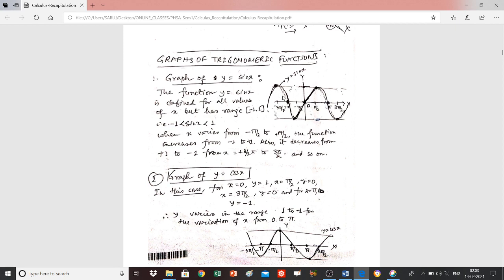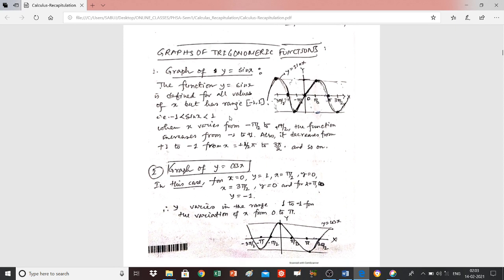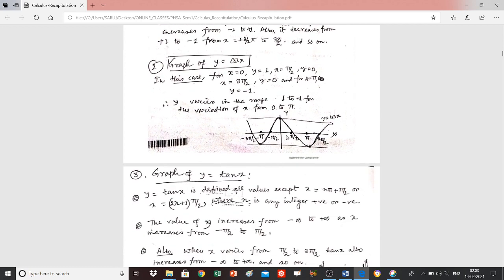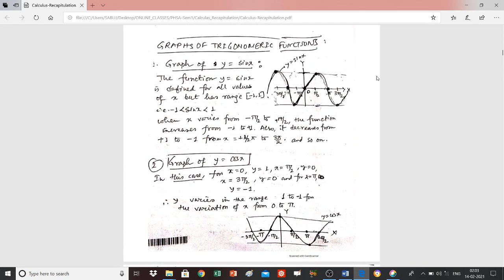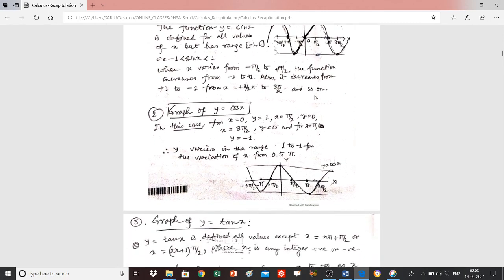Just connect the points. This is the graph of sine x, and now the graph of cos x is here. In the case of cos x, the graph can be calculated in a similar way, using the similar method that we adopted in this case. So that should be here.